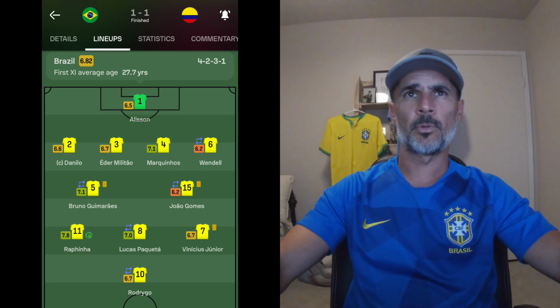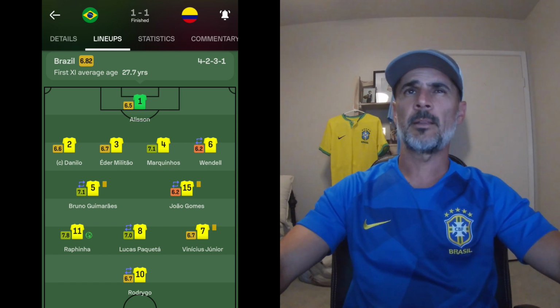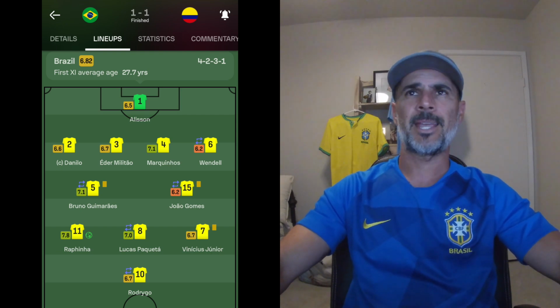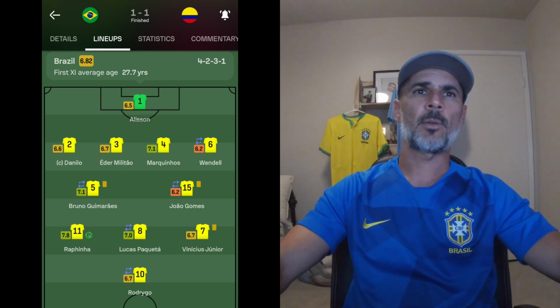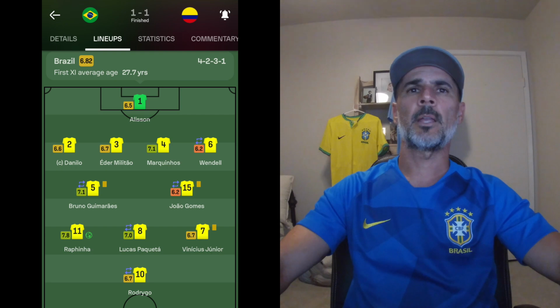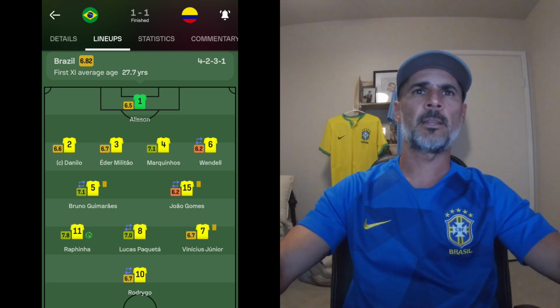Alright guys, let's jump right in with the formations. Brazil, a 4-2-3-1, Dorival Jr. is the coach, not much changes, right? Line of 4 in the back, Bruno Guimarães and João Gomes as the 6 and 8, Paquetá as the 10, Raphinha playing as a right winger, the 7, Vini Jr. as the 11, a left winger, and Rodrygo playing as a false 9 on top.